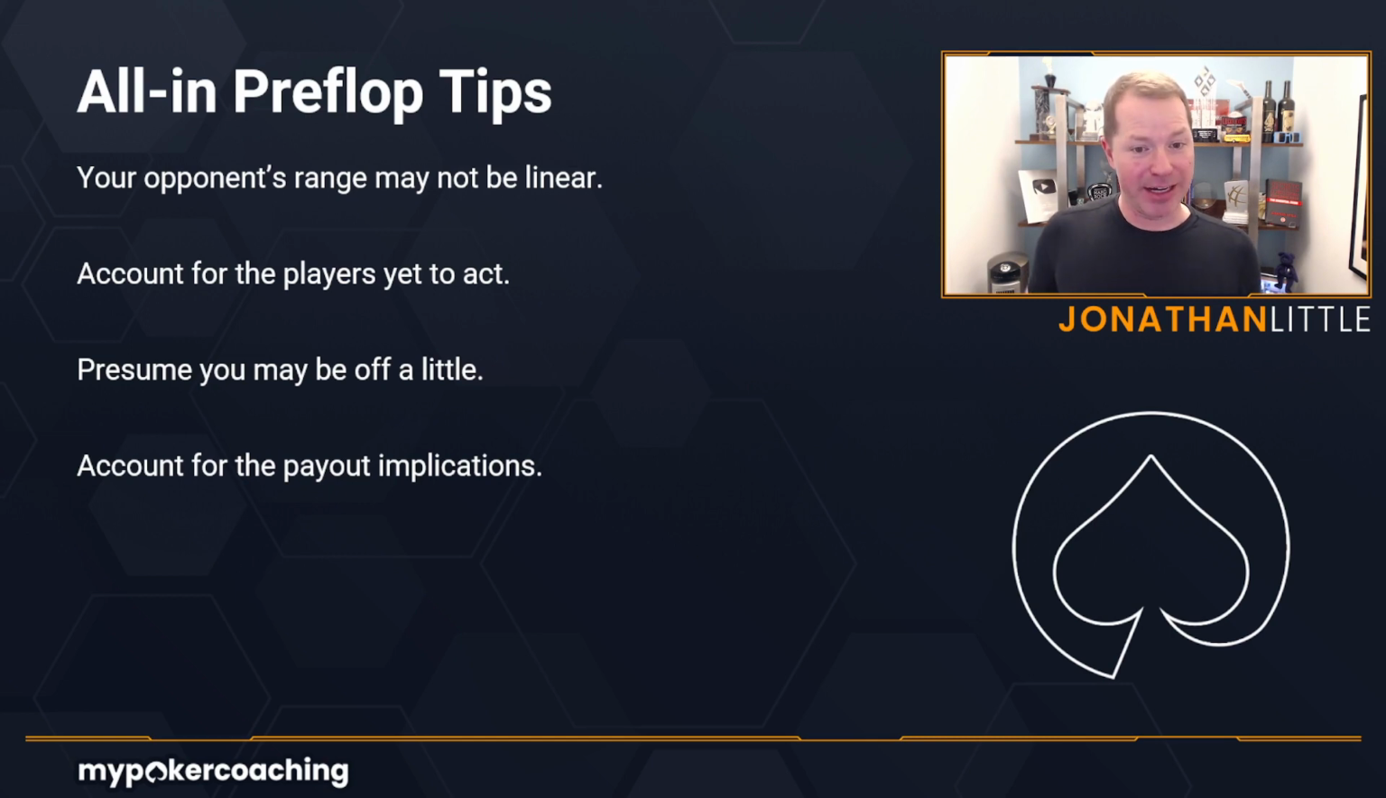Also, you have to account for players yet to act. Say the button goes all in and you're in the small blind. The big blind is going to wake up with a really good hand about 5% of the time and never, ever, ever fold, right? So you have to account for that. That's going to force you to call off a little bit tighter.